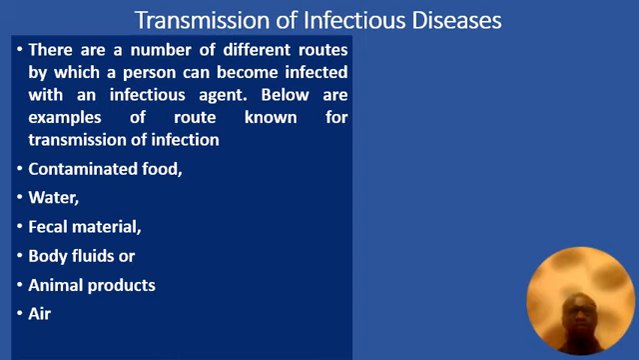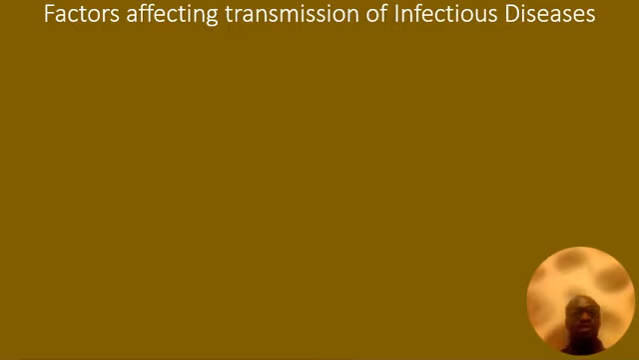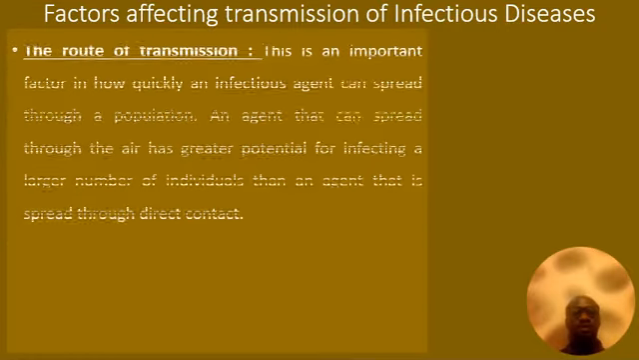And we have animal products such as meat, egg, dairy, and so on, which are also routes of transmission of infectious disease. And lastly, the air. The air is one important route of transmission of infectious diseases. That's why sometimes people are advised to cover their nose when they are in an environment that is prone to infectious diseases.